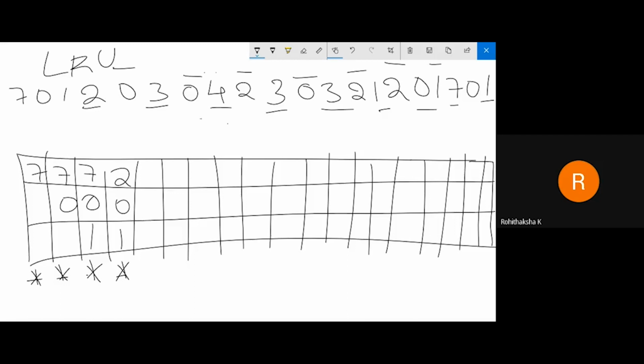The next one is 0, so it is already there. 2 0 1, I'll make it a hit. Next one is 3. So 3 is not there, so now I have to replace.